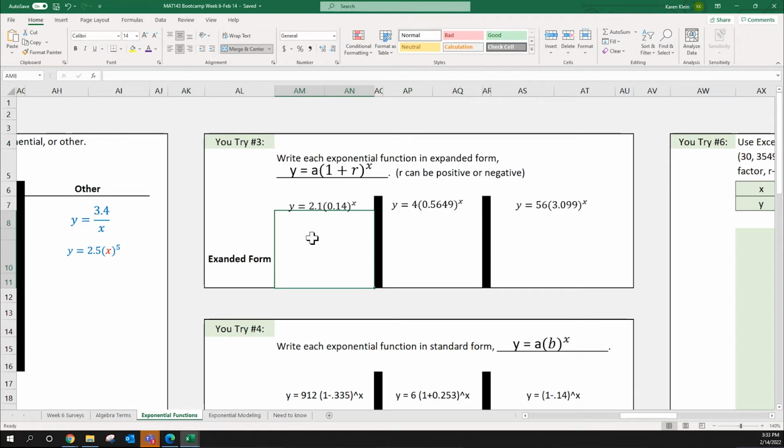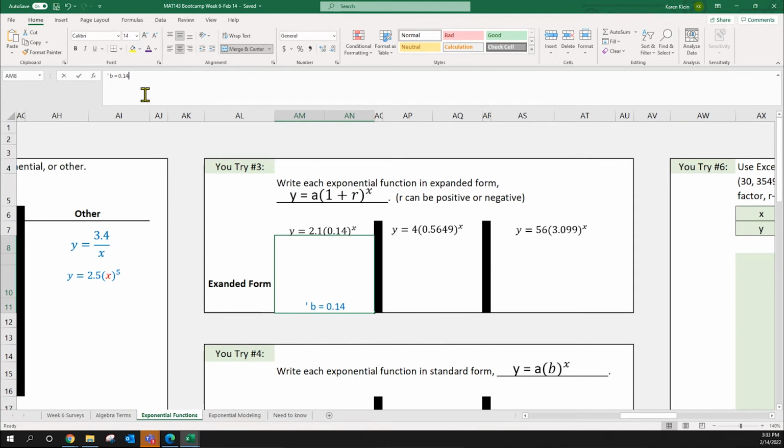So let's do the first one together. So we first need to figure out what the value of b is. So we know that b is equal to 0.14 in this particular equation. But how do we calculate r from that? Well, since b is equal to 1 plus r, that means r has to be equal to b minus 1. This is how we can rearrange our variables, solving for the one that we want. In this case, we want to find r. So to calculate the value of r, let's put in 0.14 and subtract off 1.